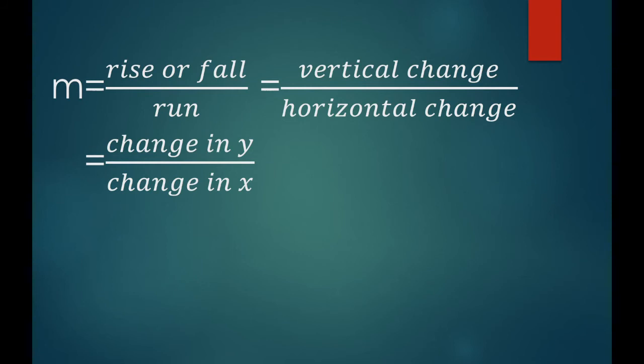Ilan ba yung nabago sa Y? Ilan ba yung nabago sa X? Now, that is why we have this formula for the slope. Y sub 2 minus Y sub 1 over X sub 2 minus X sub 1. So, yung mga Y, pinag-minus natin sa taas, at yung mga X naman, pinag-minus sa baba. Kasi nga, vertical change over horizontal change. Change in Y over change in X.